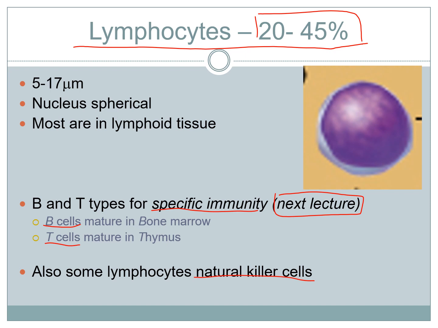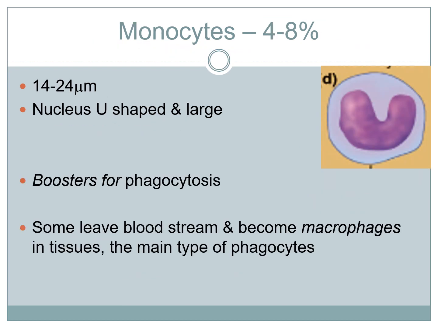Highly specialized structures, and they mostly live in the lymphatic tissue, hence lymphocytes. And the last one of the leukocytes is our monocytes.